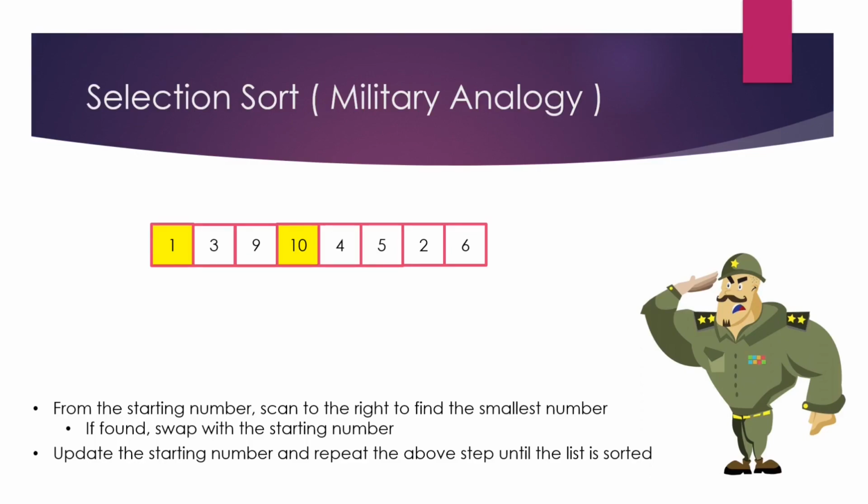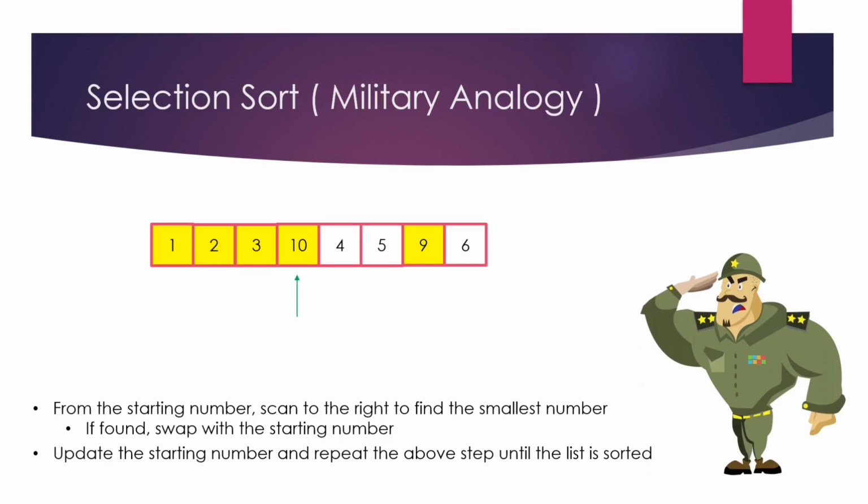So let's continue. After you finish the first slot, you move to the second slot. Now you ask your soldiers again, hey soldier, who's the second smallest number? And this turned out to be the guy with number 2. If you found it, according to the algorithm, you swap it with the starting number. So I swap and continue. Now you start at the third slot. You ask again, who's the third smallest number? Again, it's the guy with number 3. So I swap it.